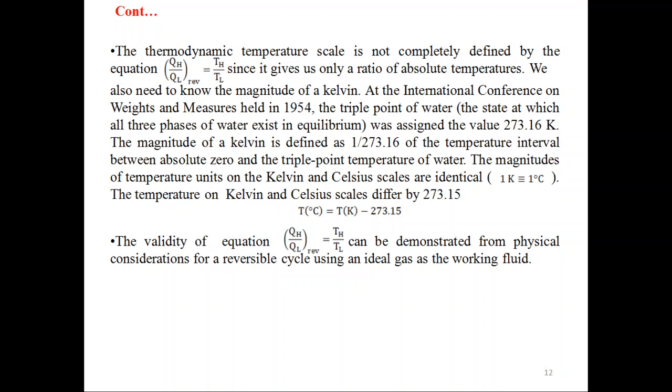The temperatures on the Kelvin and Celsius scales differ by 273.15. That is, if you want to find the value in degrees Celsius from Kelvin, then the relation is T in degrees Celsius equals T in Kelvin minus 273.15. The validity of the equation QH by QL for a reversible process equal to TH by TL can be demonstrated from physical considerations for a reversible cycle using an ideal gas as the working fluid.